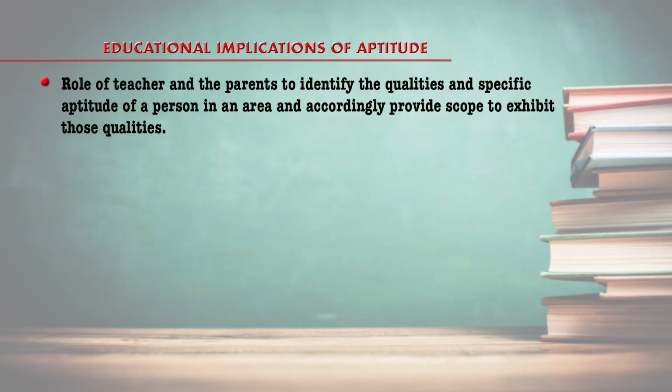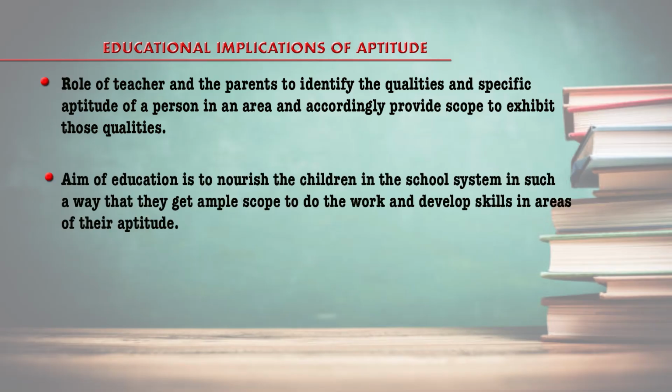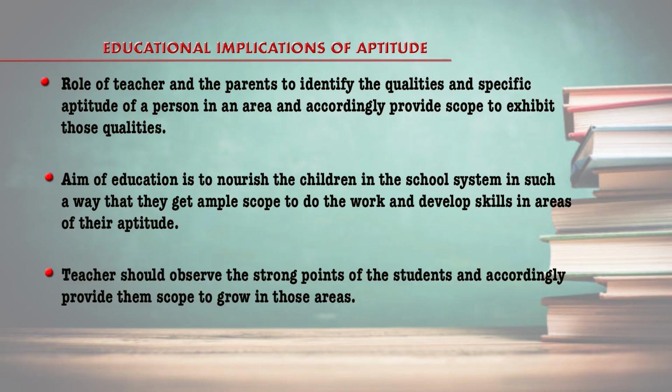Then accordingly we should provide them opportunity, provide them scope to work on it or to acquire skill in those areas. For the aim of education is to nourish the children in the school system in such a way that they get ample scope to do the work and develop skills in the areas of their aptitude. Further, teachers should observe the strong points of the students and accordingly provide them scope to grow in those areas.